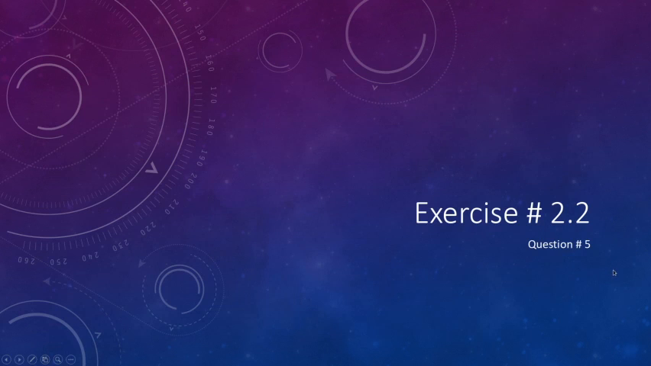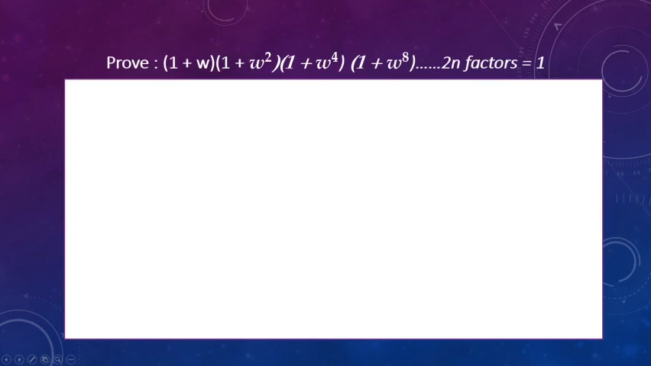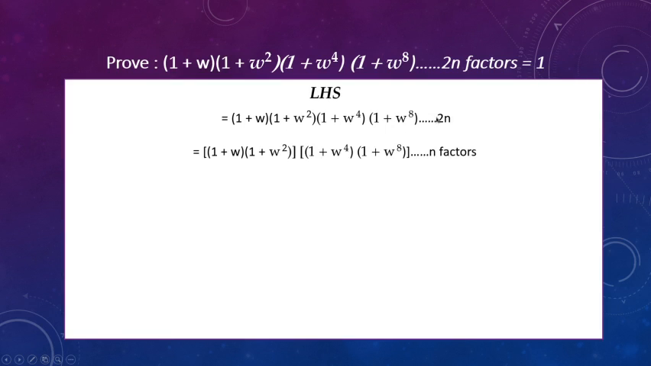After this we will do the question number 5 of the same exercise 2.2. Question number 5 is, prove that 1 plus omega square, 1 plus omega 4 into 1 plus omega 8 up to 2n factors is equal to 1. And you know very well that omega square and 1 are the cube roots of unity. This is our left hand side and we have to prove equal to 1. So we have 2n factors. We will join first two values, then we will join next two values. We will make it one value and make it another value.